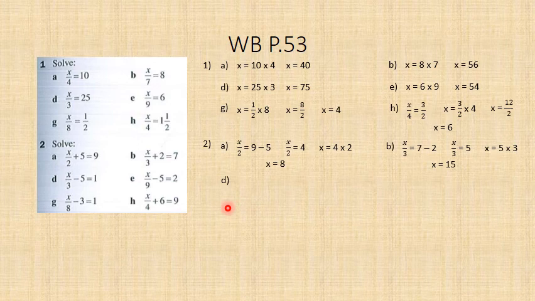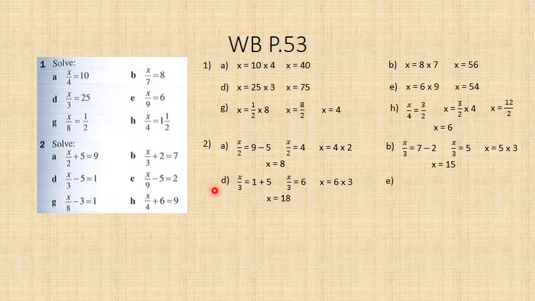Okay, question D, it's x over 3 minus 5 equals 1. So I will make the inverse operation, which is going to be plus 5 on the other side. So x over 3 equals 1 plus 5, which equals 6. So here x over 3 equals 6. I will multiply by 3. So it's going to be 6 times 3 equals 18. So x equals 18.